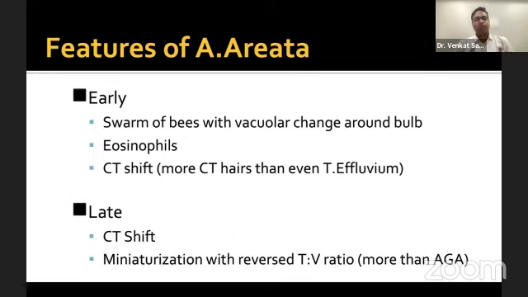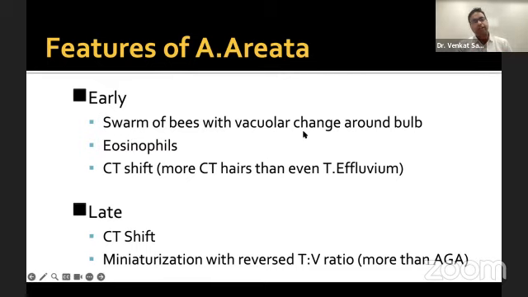So features of early alopecia areata include swarm of bees with vacuolar change around the bulb. Yes, if you take a very early biopsy, which often we don't, because often patients don't present that early. And if they do, we don't take a biopsy. You only take a biopsy in later cases, when the patient is not responsive to treatment, for example. So swarm of bees with vacuolar change around the bulb.